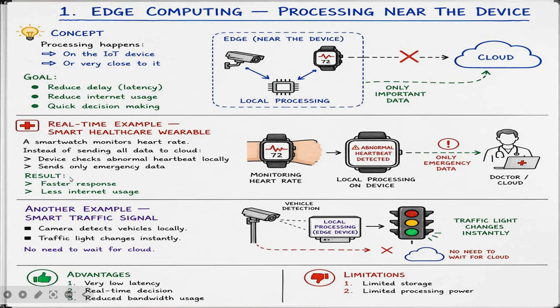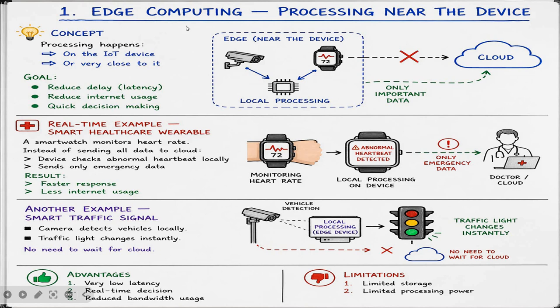So the result is what? The result is faster response, that is, immediate processing helps in quick action during emergencies, and this can save lives in critical situations. And second is less internet usage, because only important data is sent, network usage is minimized, and this also reduces the operational cost. And one more example is the smart traffic signal, where the camera detects the vehicles locally and the traffic light changes instantly. Here there is no need to wait for the cloud.